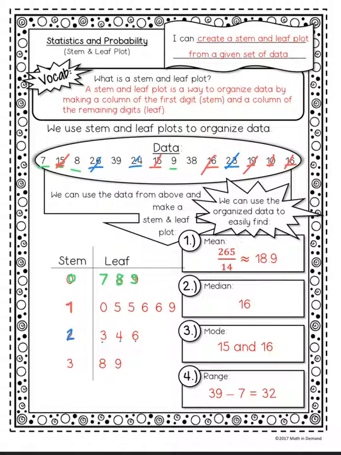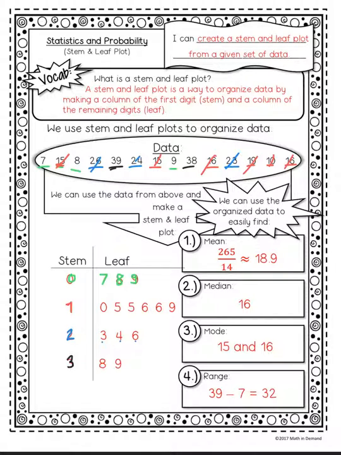Lastly, I see two numbers in the 30s. You should see a 39 and a 38. So here I've got my 3 as my stem, and I have my 8 and my 9 after it.